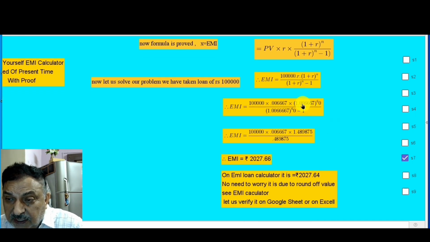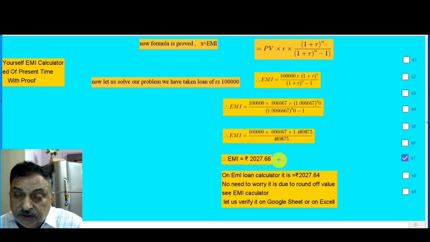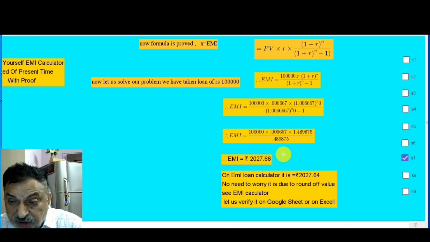And by the calculator, power 60 is this, and in the denominator, power 60 minus 1, taking away 1 from this value, we get this. After calculating this with a calculator, we get this. Therefore the EMI of rupees 1 lakh is this. We have not used any ready-made calculator. We have just calculated ourselves that the value of EMI is this.